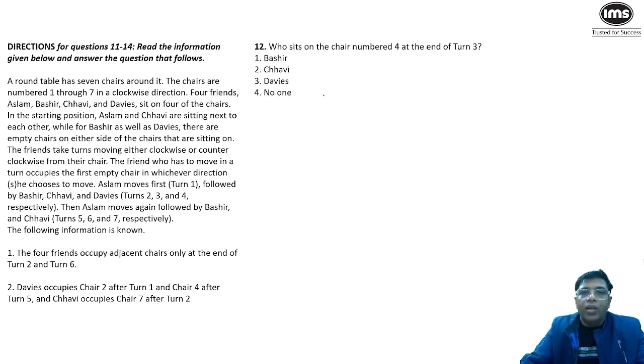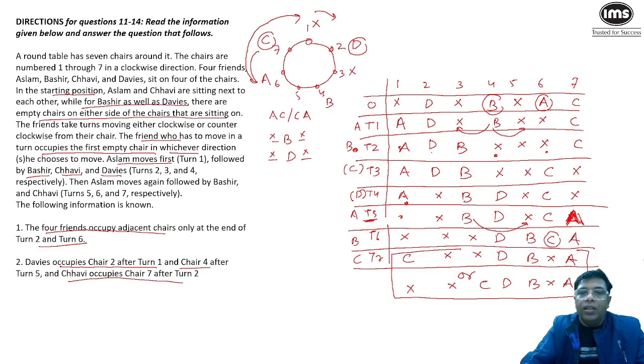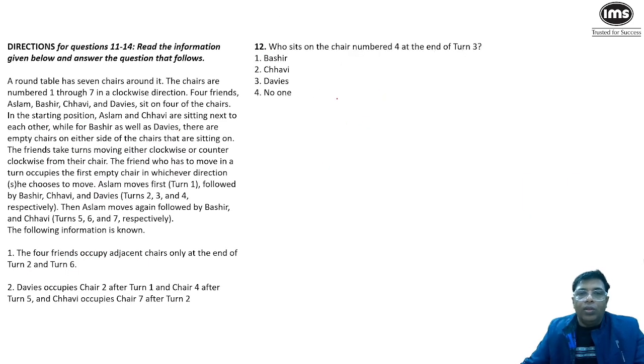Question number 12. Who sits on chair number 4 at the end of turn 3? I think chair number 4 is going to remain empty after turn 3, because this is what turn 3's position is. So chair number 4 is going to be empty. So no one. The fourth choice is the correct answer.